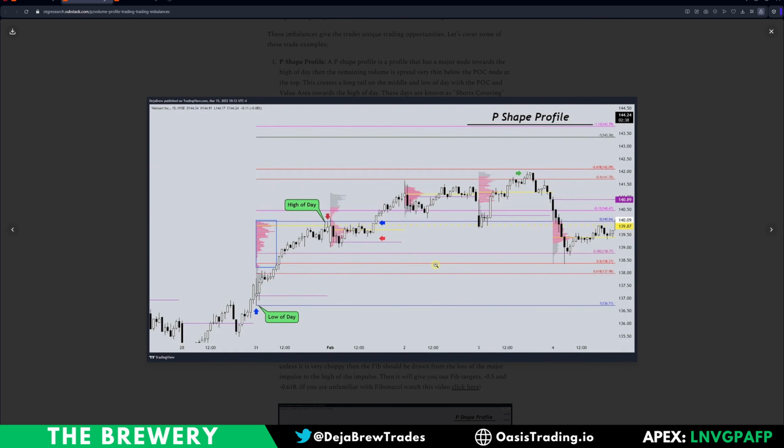Now, this would be more of a swing trade, obviously, because this trade does take a few days to play out. This would not be for a scalp. But in this case, our stop loss was not tested, and we were able to hit the targets fairly easily.